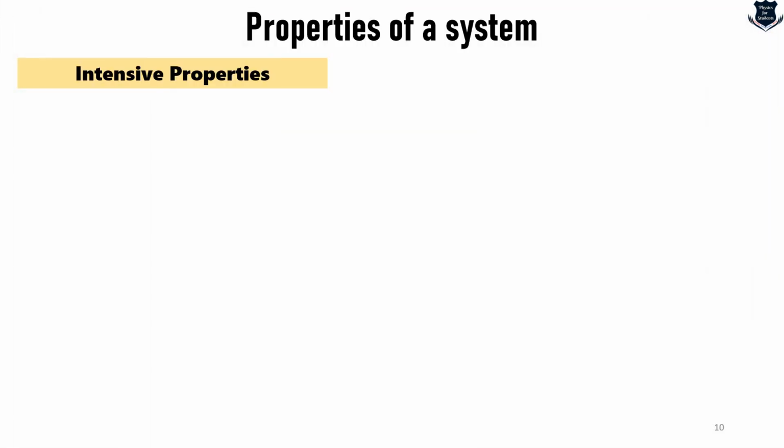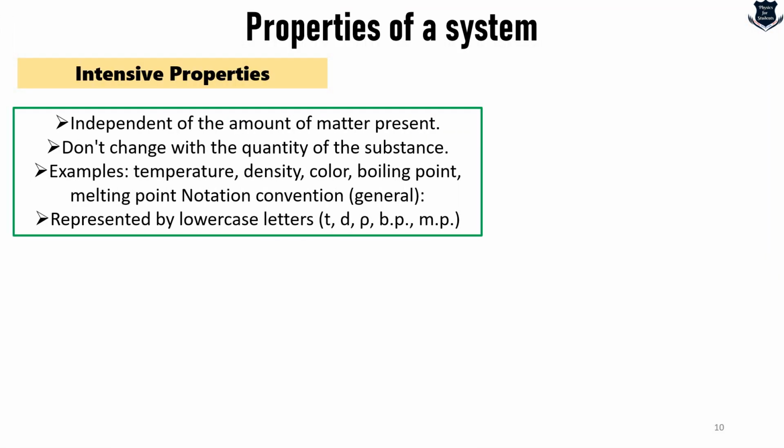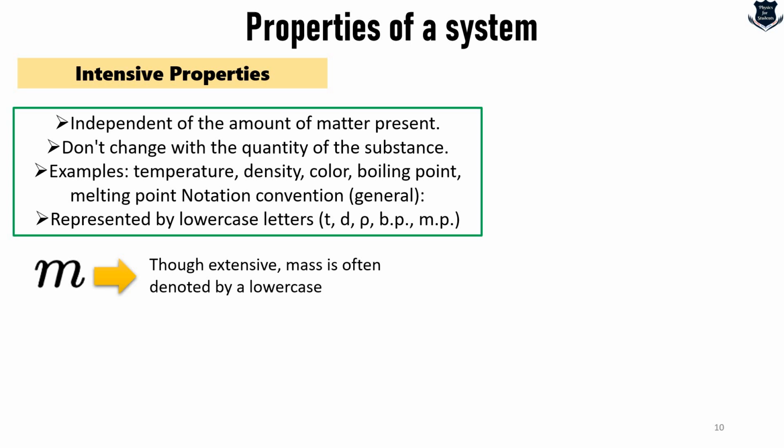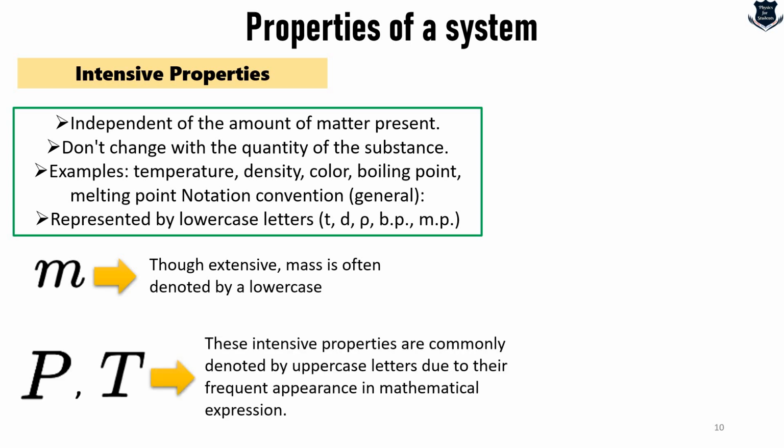Now what are intensive properties? Here are some of the features. They are independent of the amount present and do not change, obviously. Examples are temperature, density, color, boiling point and melting point, and they're represented by T, D, rho, BP, that is the boiling point, and MP, the melting point. So for example, we take mass m, though extensive, it is often denoted by lowercase, and P and T, though intensive properties, are commonly denoted by uppercase letters.